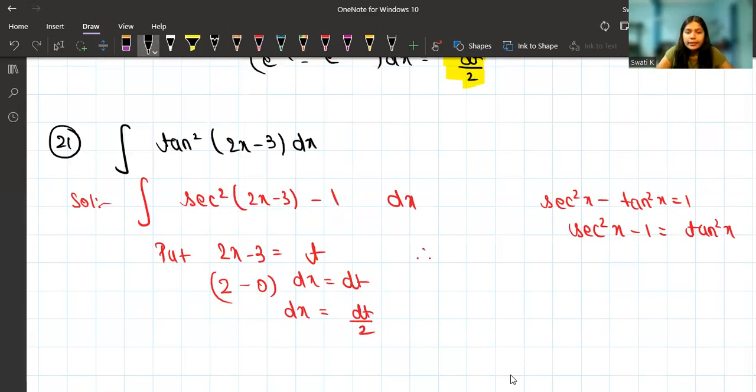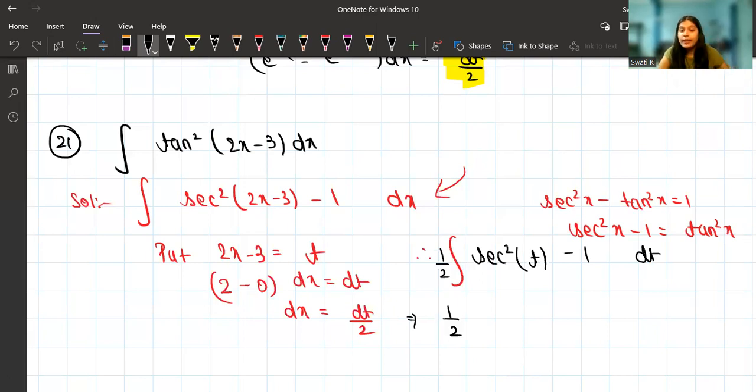So therefore, I can write down the question as now this is your question, because we have rewritten this. Integration sec square 2x minus 3 I have taken as t, so sec square t, and then minus 1 as it is, and dx is dt upon 2. So dt and then upon 2 I'm writing outside. Now here it's very simple. So 1 upon 2, we know that the integration of sec square x is tan x. So this will simply become tan t, and then minus integration of 1, that is a constant, that is simply t, right? So this is t and then plus the constant of integration.